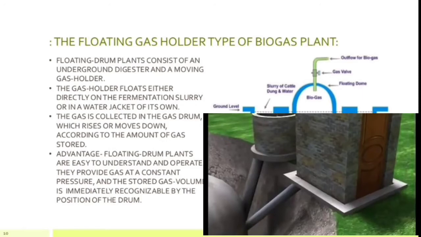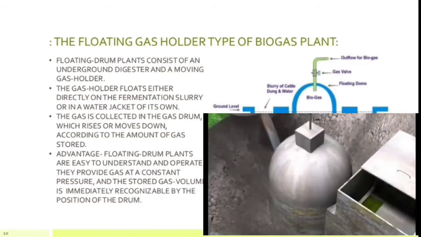Then the floating gas holder type of biogas plant. A floating drum plant consists of an underground digester and a moving gas holder. The gas holder floats either directly on the fermentation slurry or in a water jacket of its own. The gas is collected in the gas drum, which rises or moves down according to the amount of gas stored. Its advantage is that floating drum plants are easy to understand and operate. They provide gas at a constant pressure, and the stored gas volume is immediately recognizable by the position of the drum.